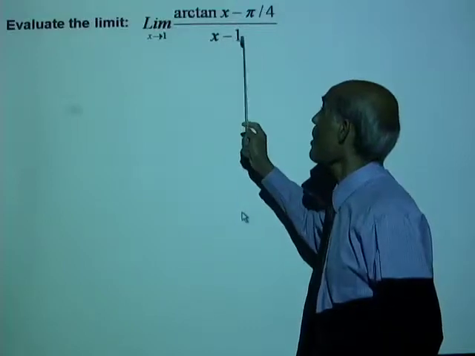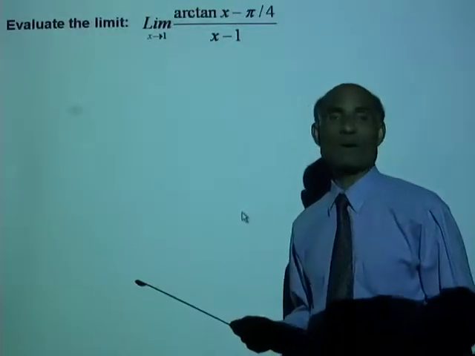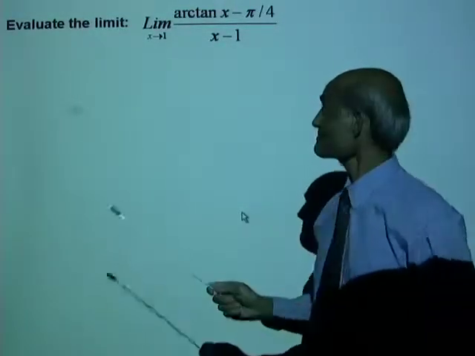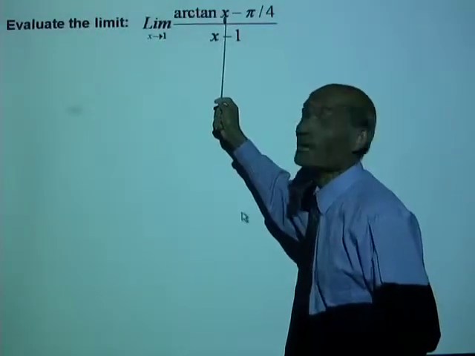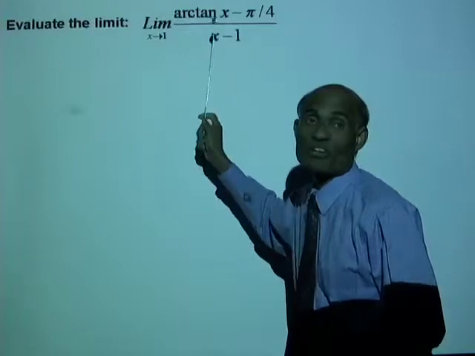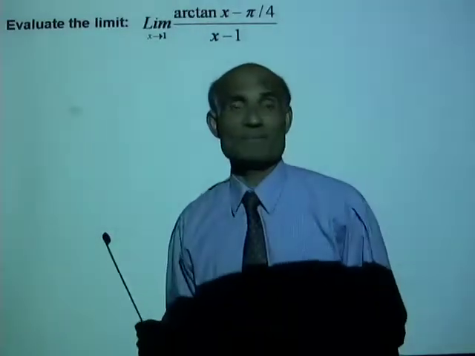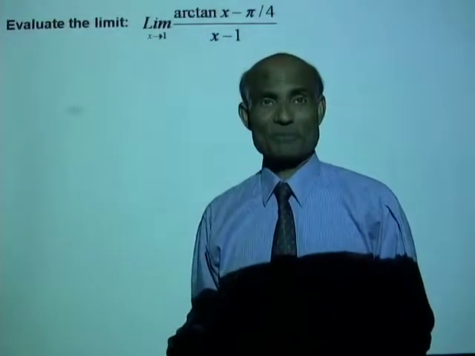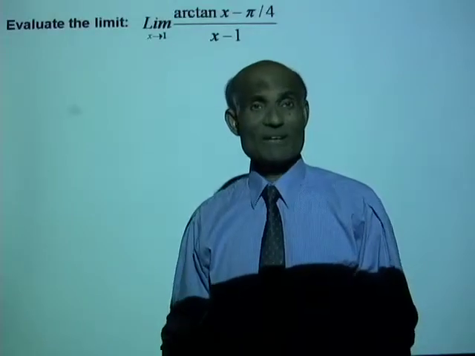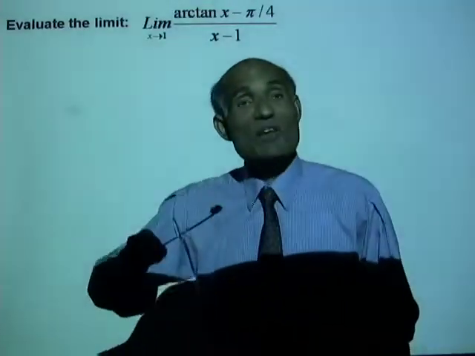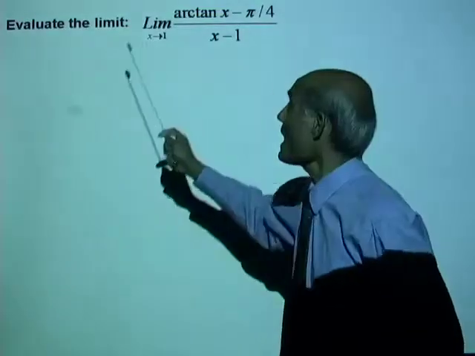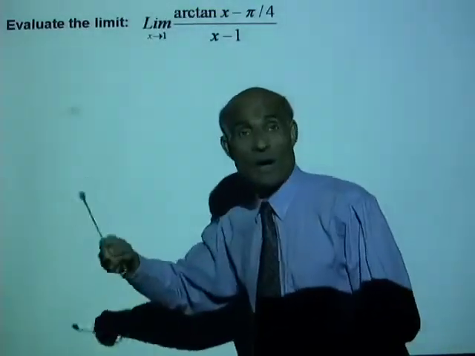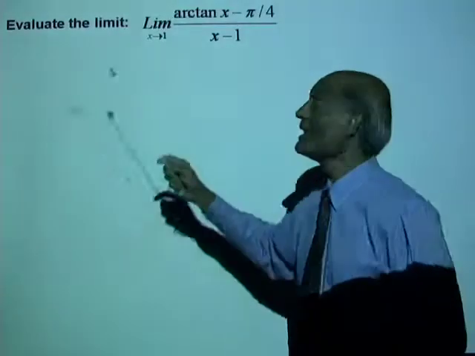by 4 over x minus 1. Okay, if you replace x by 1, what does that give you? What is arctan 1? I'm sure you know that. Tan of pi by 4 is 1. Therefore, arctan of 1 is pi by 4.